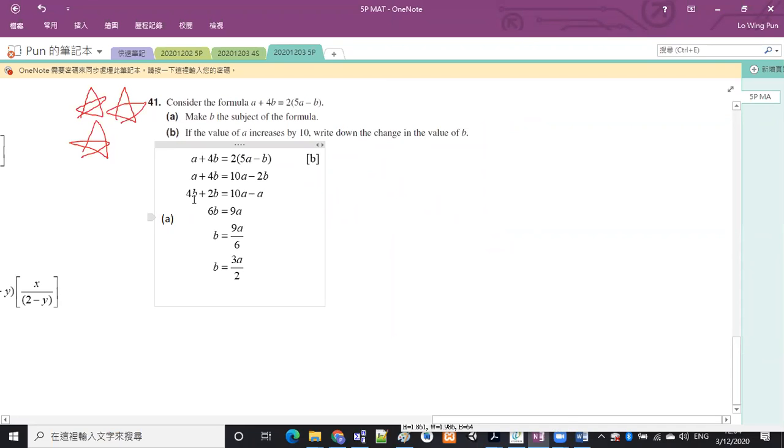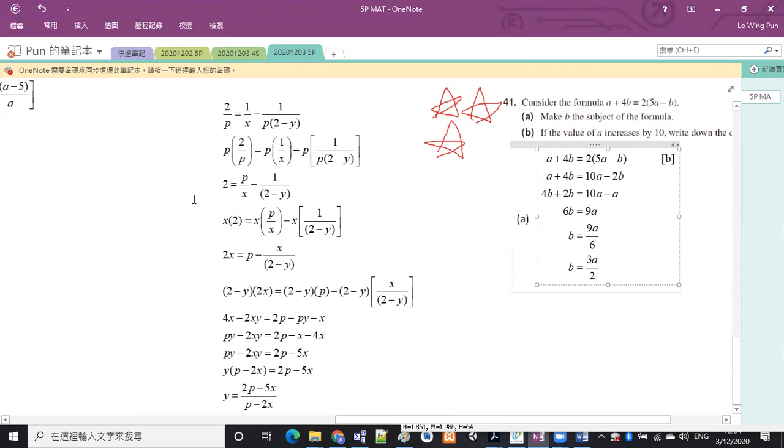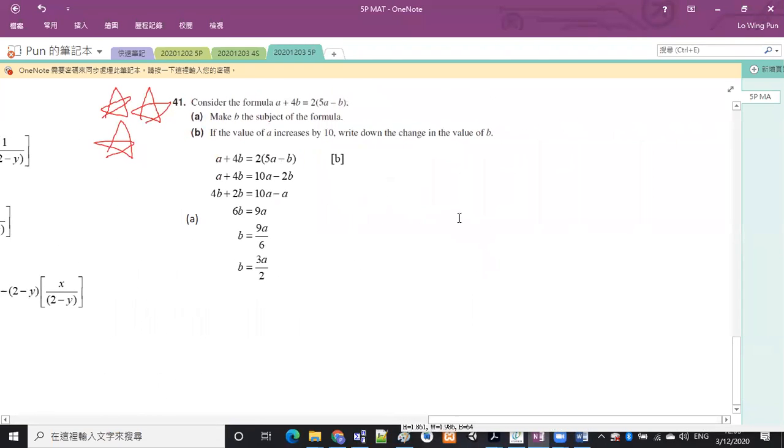好啦，跟住打星嘅地方就係 part B。佢哋話，if the value of A increases by 10, write down the change in the value of B。呢度我教你用一個方法去做，每次都係咁做就得㗎啦。Okay, so I'm going to use a table.